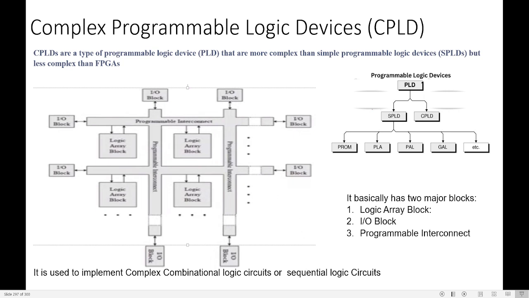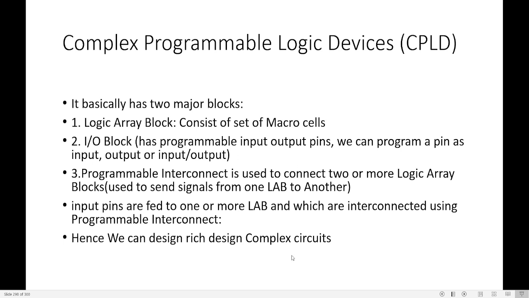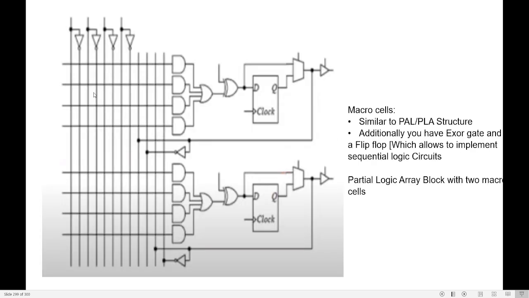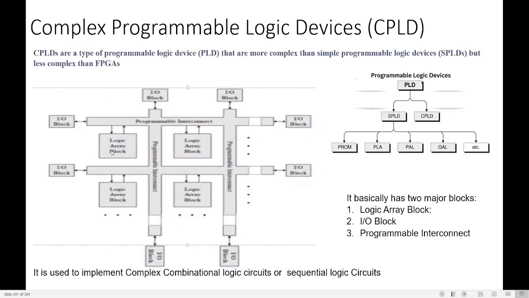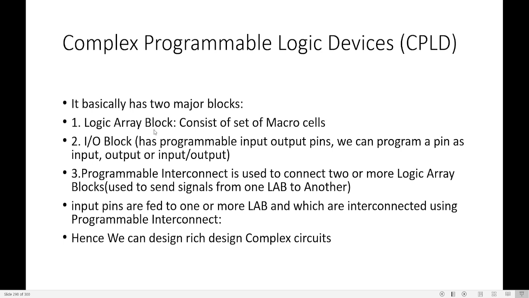Now let us see in detail. It basically has how many blocks? Two blocks. One is logic array block, LAB. Other one is IO block. Let us see what is logic array block. Logic array block consists of a set of macro cells.